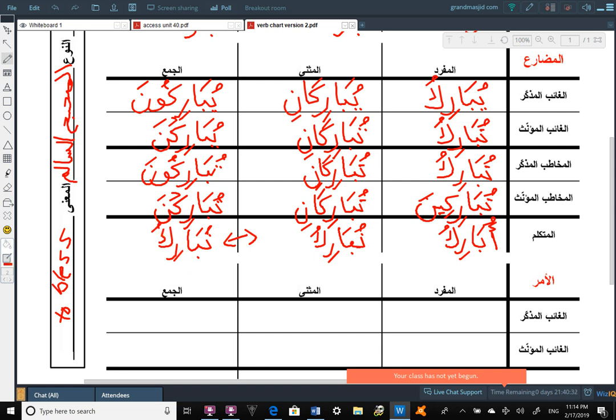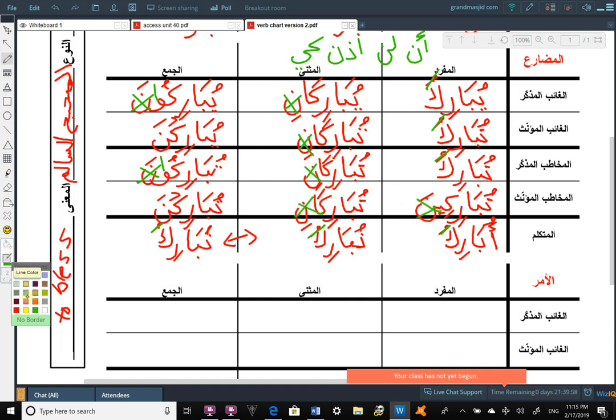As always, just going over it quickly. If we add an, lan, idhin, or k, then we're going to change these dhammas to fathas. We're going to drop our noons of being marfu, add the alif on the plural ones to protect our waw, and the rest of them we just drop our noons.